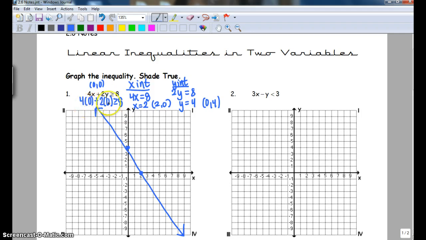So this becomes 0 plus 0 is still 0. Is 0 greater than 8? Well, no, it's not. So that means that where 0, 0 is, and this whole side of the inequality over here, is false. So we are shading the part that is true, which is everywhere where 0, 0 is not.